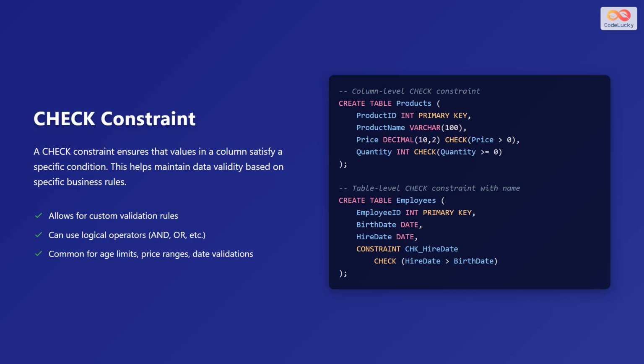The code shows you how to implement column-level check constraints directly within the column definition. Also, it shows how to define a table-level check constraint with a specific name.